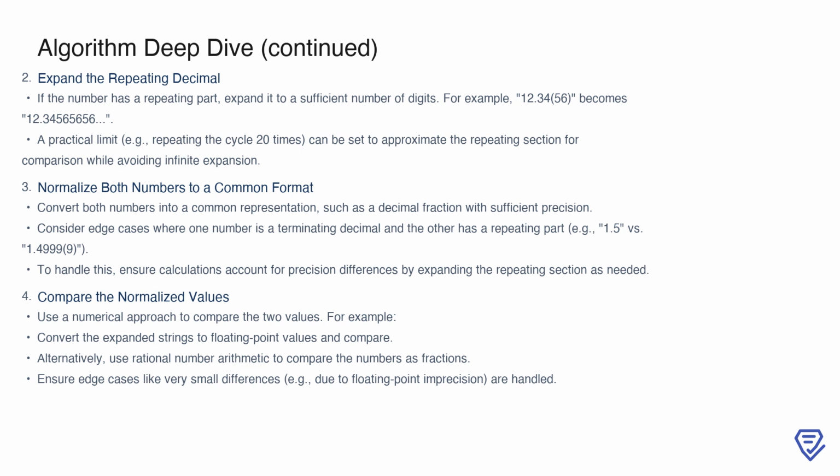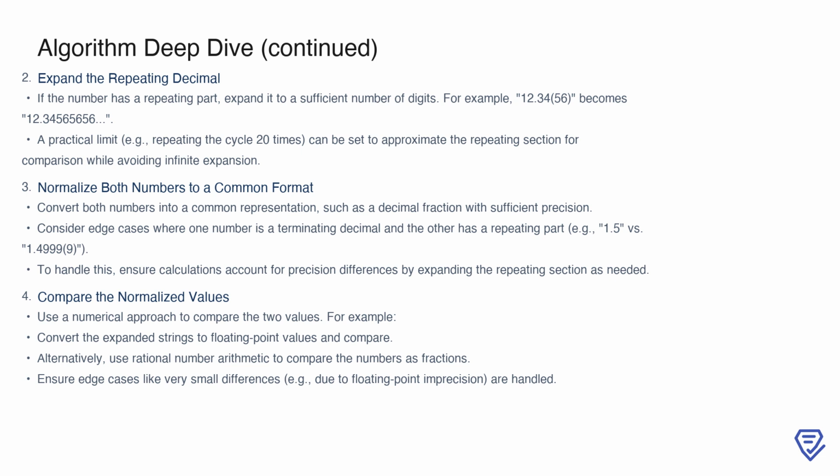Once the input strings are parsed, the next step is to handle repeating decimals. If a number has a repeating section, we expand it to generate a sufficient number of digits for comparison. For example, 12.3456 would expand to 12.3456556, and we can define a practical limit, such as repeating the cycle 20 times, to approximate the number without infinitely expanding it. After expansion, we normalize the two numbers into a common format.